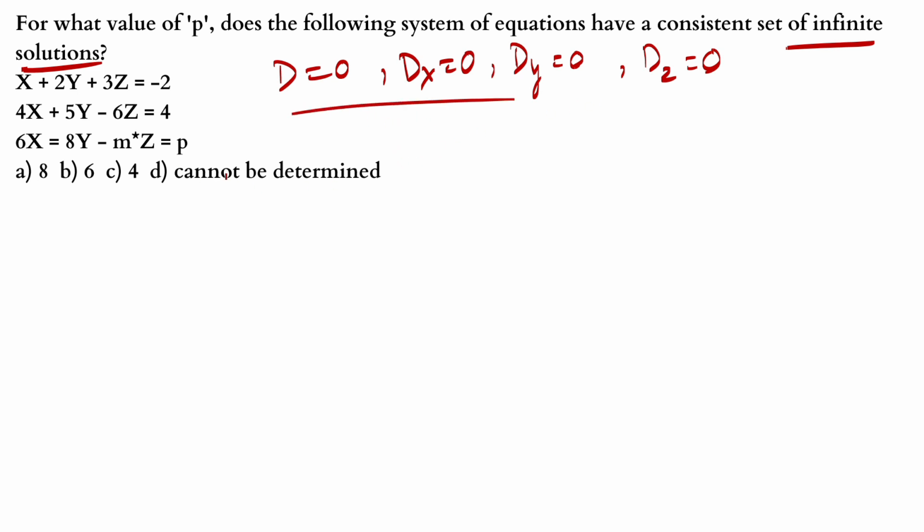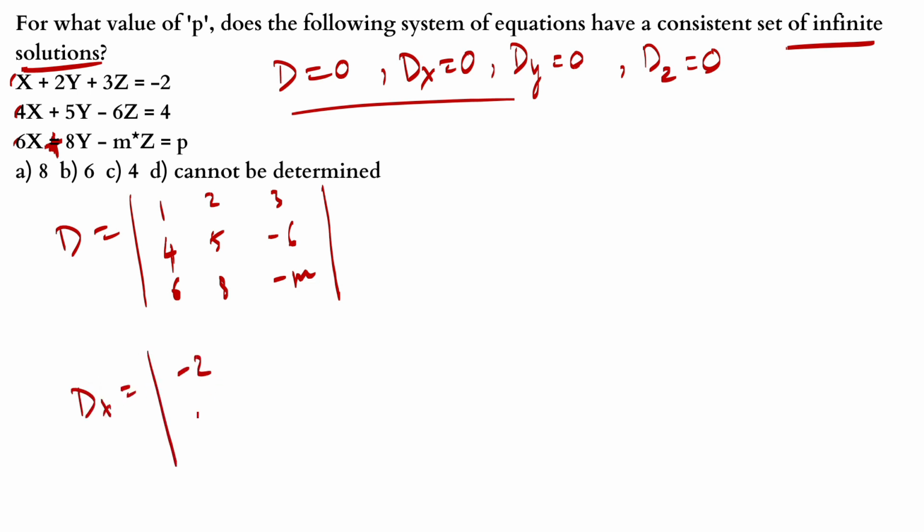So just calculate the determinant. Determinant is 1, 4, 6. We have to take the coefficients. And what about the coefficients of y? 2, 5 and 8. And then that of z is 3, minus 6 and minus m. What about det of x? Det of x is minus 2, 4, p, 2, 5, 8, 3, minus 6, minus m. While calculating det of x, ignore the coefficients of x and substitute the values of the constants.